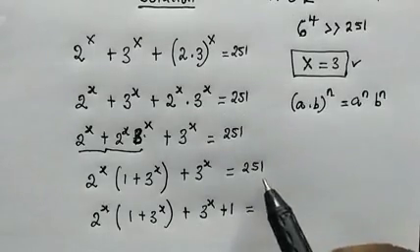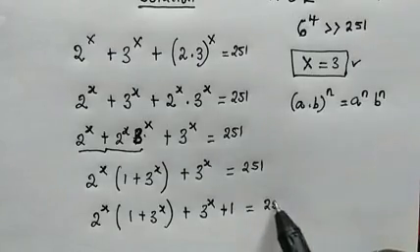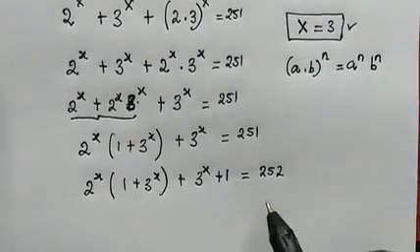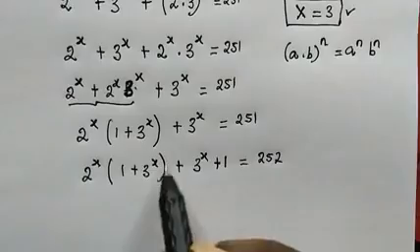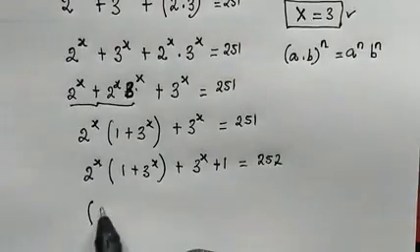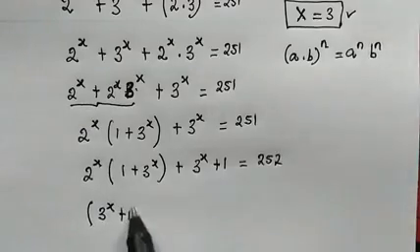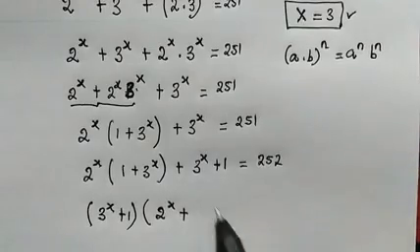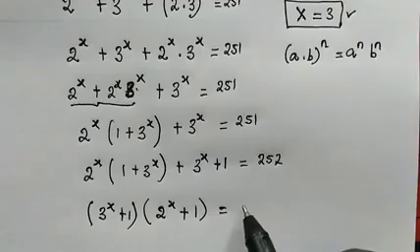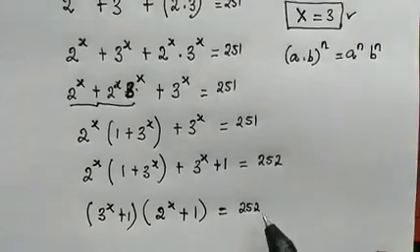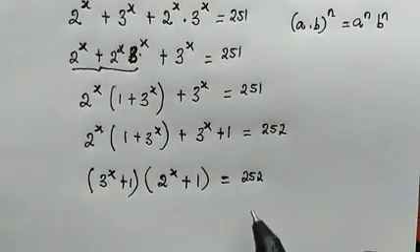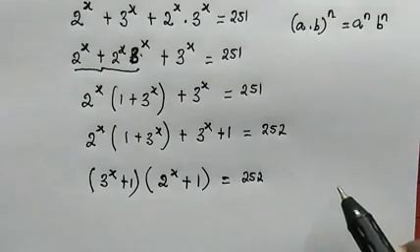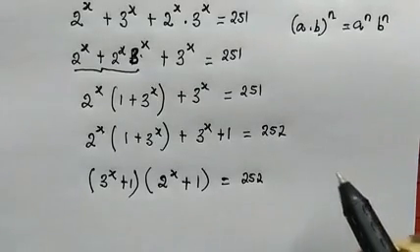This is equal to 251 plus 1, which gives us 252. Now we can factorize the left hand side. We can see 3 to the power of x plus 1 is common. So let's factor it out. So here we're left with 2 to the power of x plus 1, and this is equal to 252.